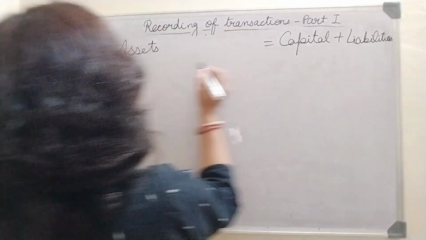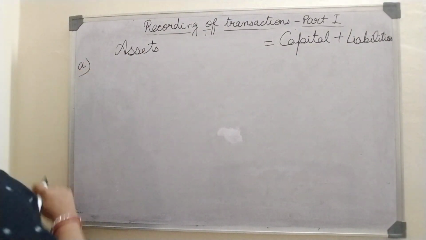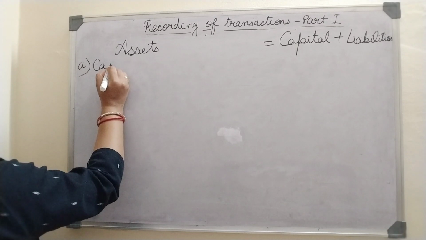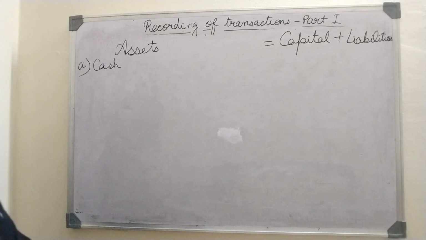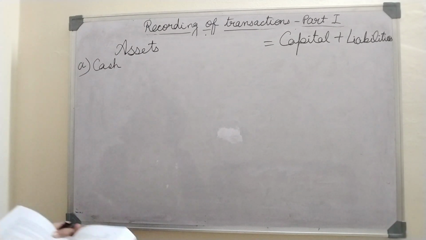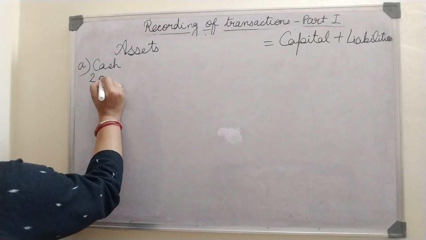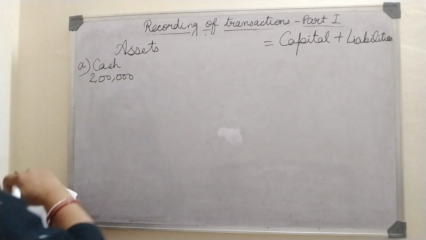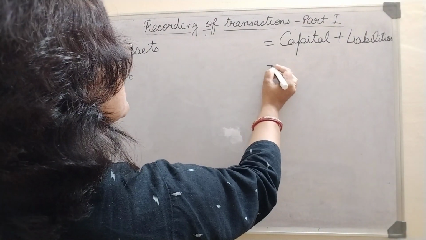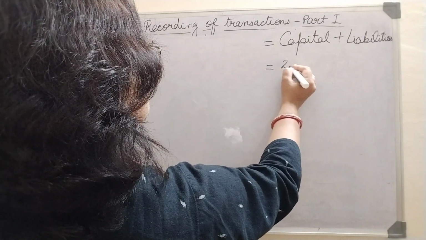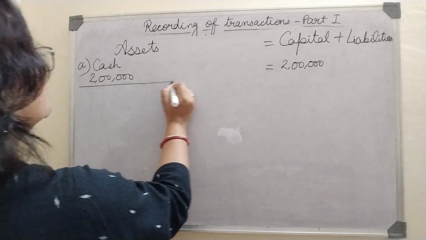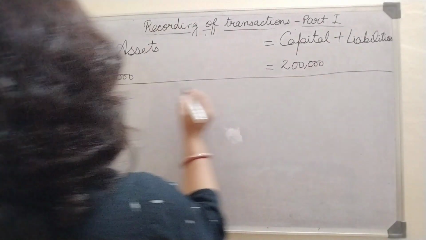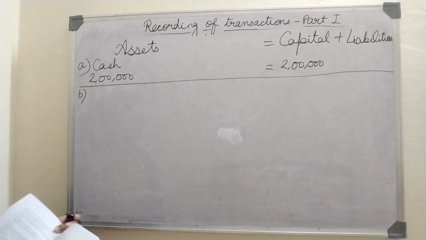We all know when he is bringing cash, so on the asset side cash will be added, and cash is for how much amount? 2 lakh, right? For now nothing is to be written on the asset side, and that is also the capital. So for first, this is the only thing we will write for the first transaction which is given to you, right? We move on to the next one.